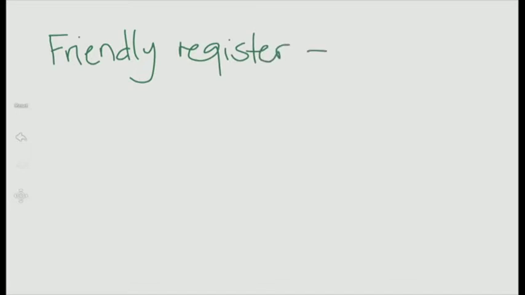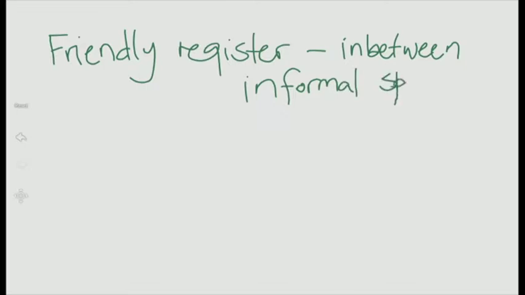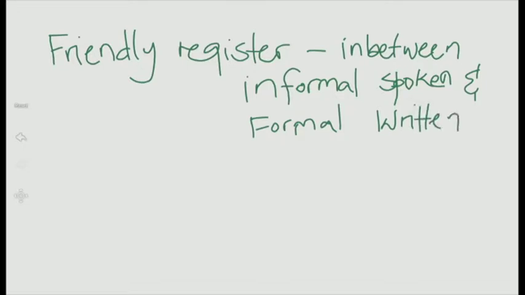A friendly register is a level of language that falls in between, let's say, informal spoken and formal written. We'll give examples of this. A friendly register is one register that falls in between informal spoken.